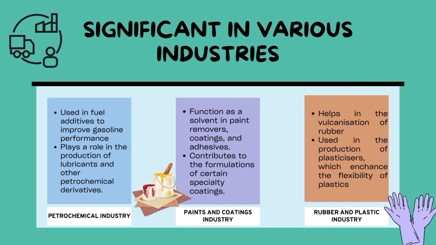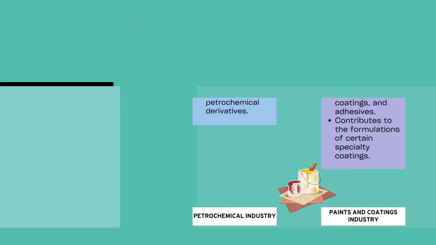Fourth, petrochemical industry, used in field activities to improve gasoline performance, plays a role in the production of lubricants and other petrochemical derivatives. Fifth, paints and coatings industry, functions as a solvent in paint removers, coatings, and adhesives. Contributes to the formulation of certain coatings. Sixth, rubber and plastic industry. In the vulcanization of rubber, used in the production of plasticizers, which enhance the flexibility of plastic.